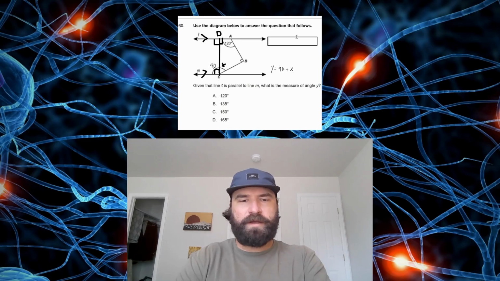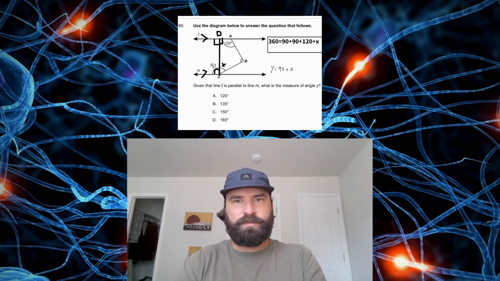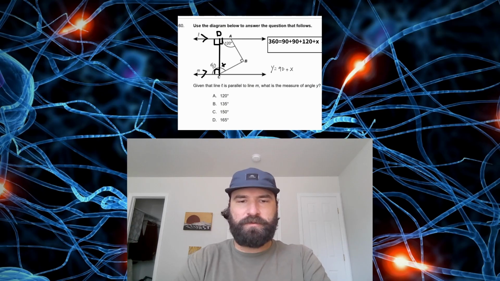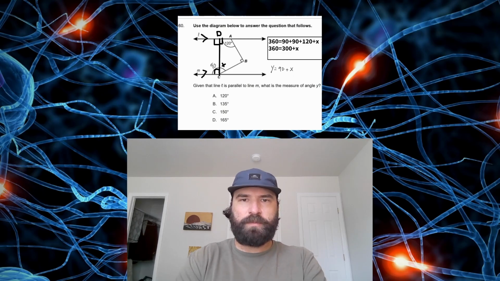So I know that all of the angles add up to 360. So we can say 360 equals, we've got two 90-degree angles. So we go 90 plus 90 plus the 120-degree angle plus X. We can simplify this equation by combining all the terms on the right side. So 360 now equals 90 plus 90, which is 180, plus 120, which is 300 exactly, plus X. Now we just have to subtract 300 from both sides. We're going to get 60 equals X.